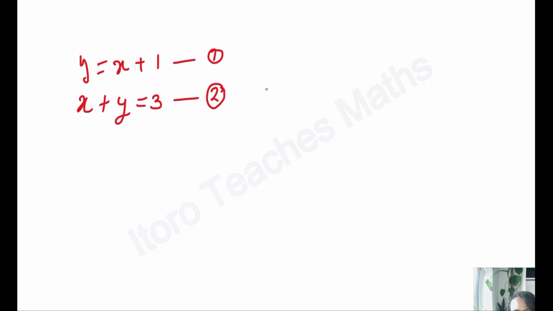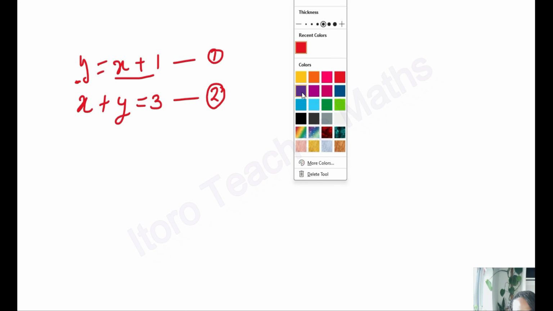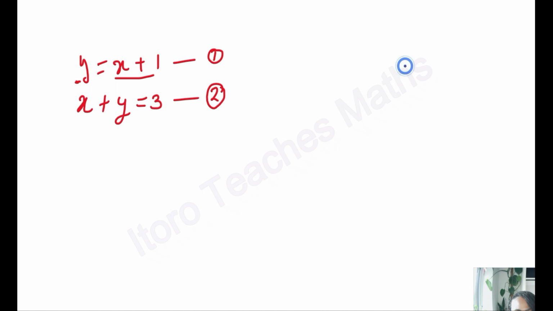Substitution just means where you see one thing, replace it with something else. In this case, y over here is the same thing as x plus 1. So wherever we see y, we are going to substitute it, change it and put in x plus 1. So let's go to equation number 2, and we're going to rewrite that, but instead where we see y, we're going to put x plus 1.